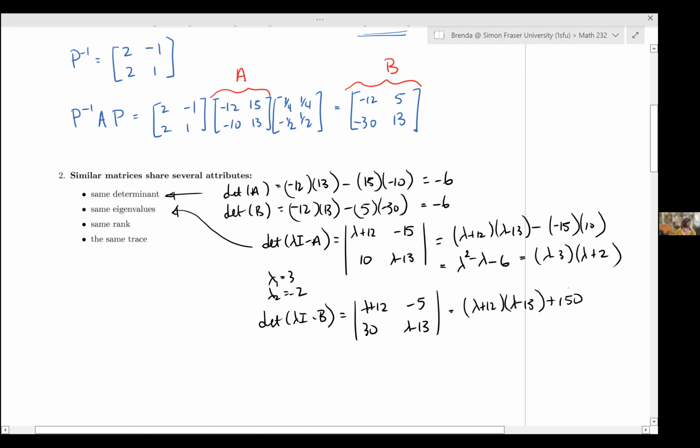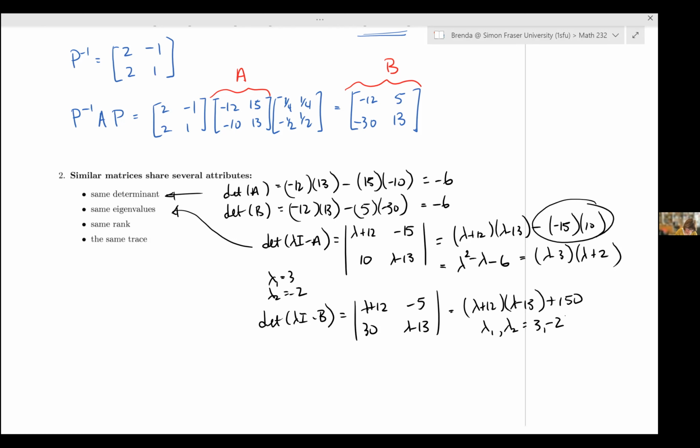And I see that right at this point, I can actually see that it's the same as this guy up here. 5 times 30 is the same as 15 times 10. So I get the same. So I find out that lambda 1, lambda 2 are the same, 3 and minus 2. So the eigenvalues are the same. I also claim that the rank of A is equal to the rank of B.